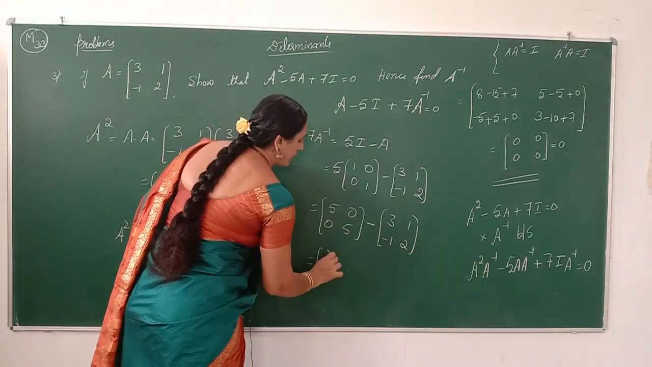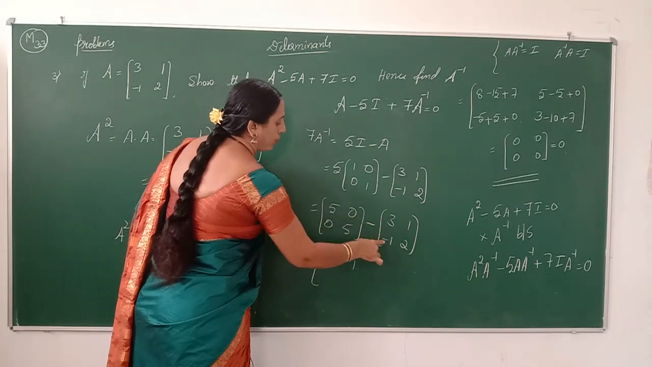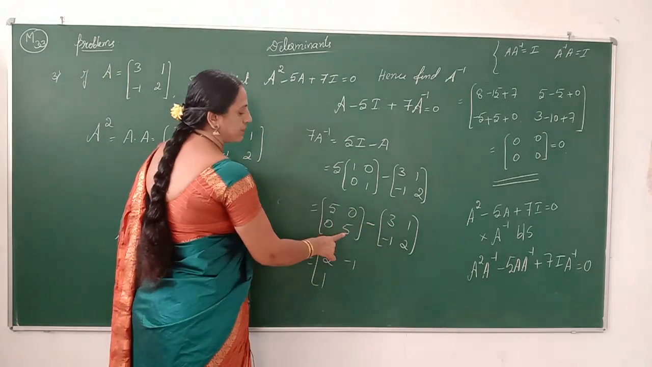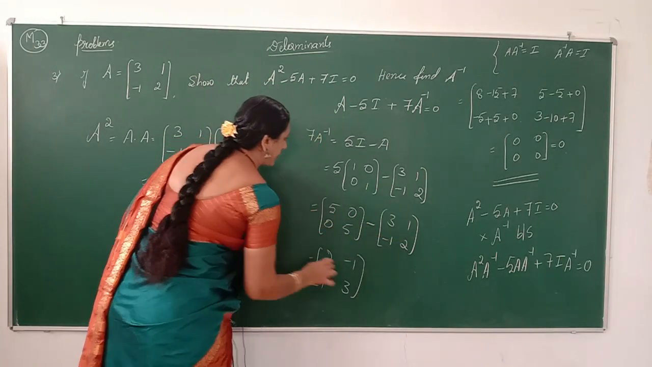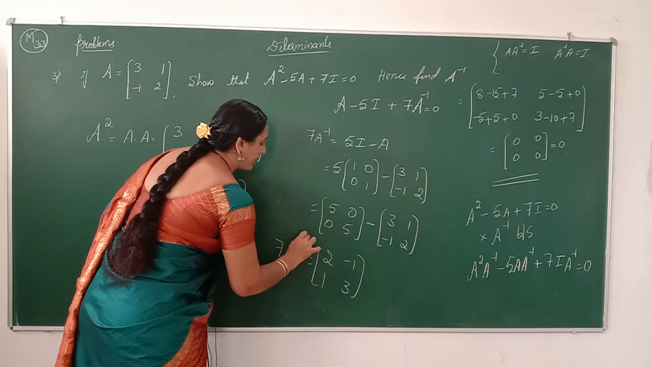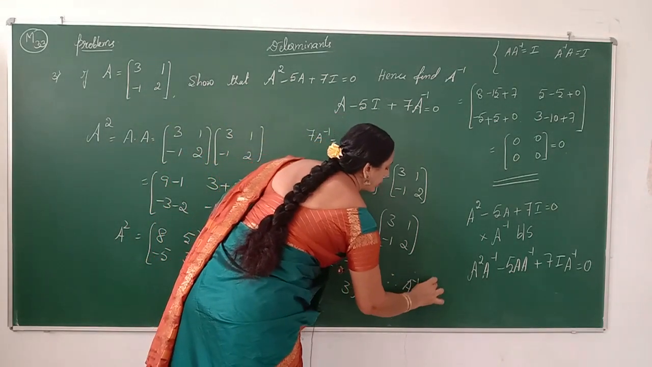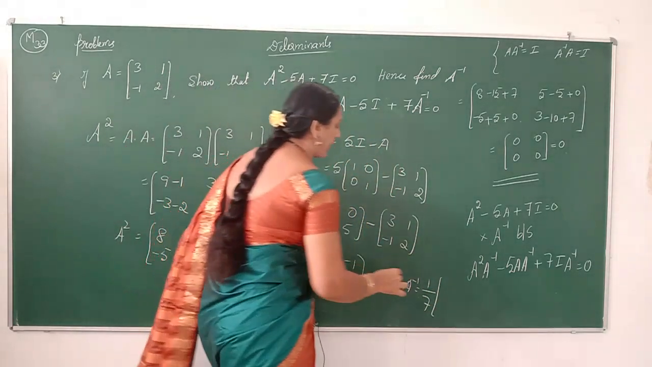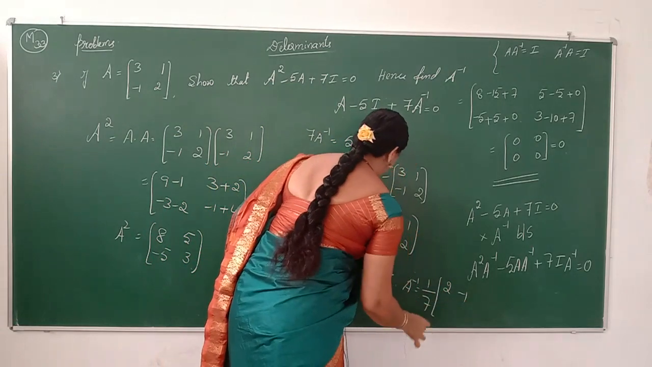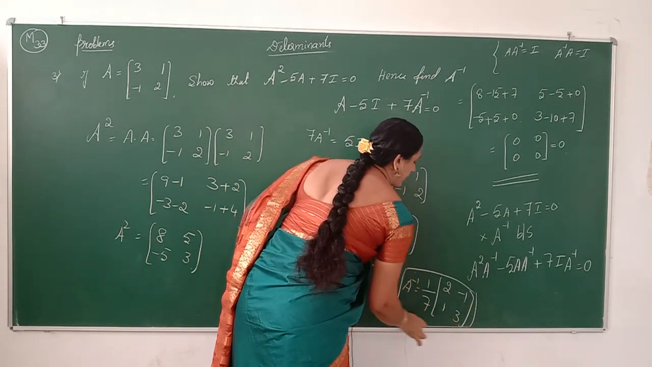5 minus 3 is 2. 0 minus 1 is minus 1. 0 minus of minus 1 is plus 1. 5 minus 2 is 3. These are the elements of 7 into A inverse. Therefore, A inverse is equal to 1 over 7 of [2 -1; 1 3]. This is the inverse of the matrix A.